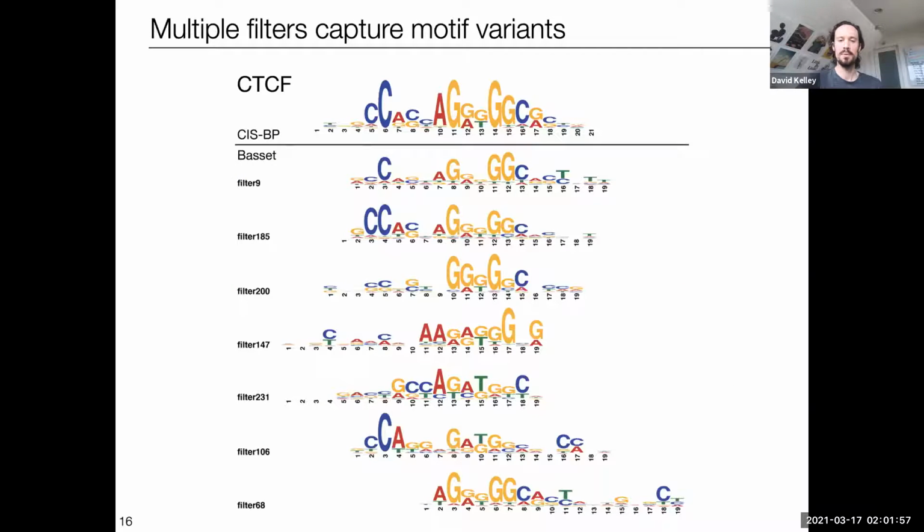Another piece of complexity is that for transcription factors that are really useful to the model, it's not just going to use one filter that would match the database. So CTCF is a really important factor for predicting accessibility. And there are many different filters throughout the Bassett model that recognize something that looks like CTCF, and I kind of line them up here. So that's interesting because it indicates that.